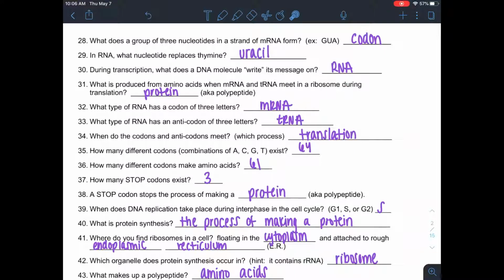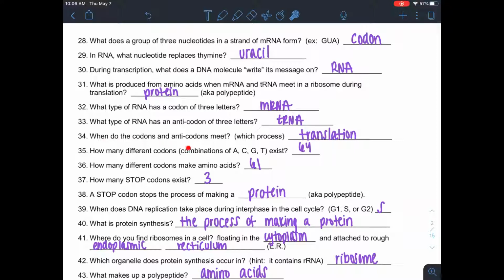Now, for 32, what type of RNA has a codon of 3 letters? That would be the mRNA, right? So I want to highlight here, we've got codon and anticodon. So mRNA brings the codon. All right, tRNA brings the anticodon.